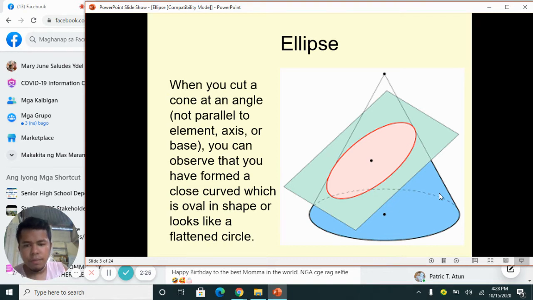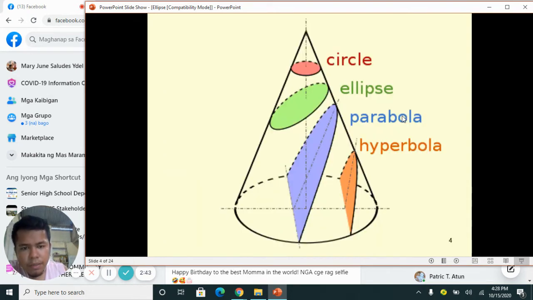So you can observe that you have formed a closed curve which is oval in shape or looks like a flattened circle. Okay, a closed curve. It looks like an oval, right? This is what is formed when we cut with a plane.